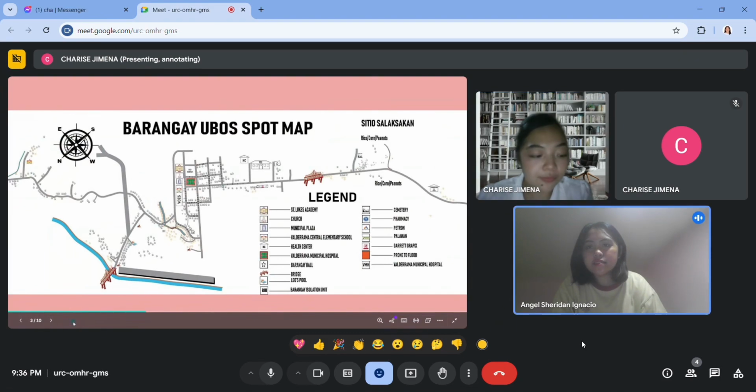So here is the Barangay Ubos spot map. It highlights key locations in Barangay Ubos, including Sitio Salaksakan. Its key sites include schools, which are St. Luke's Academy and Valderrama Central Elementary School; its health facilities, which is Valderrama Municipal Hospital Health Center; government buildings, municipal plaza, and barangay hall; and commercial establishments such as pharmacy, Petron, Palawan, and Garrett Graphics.